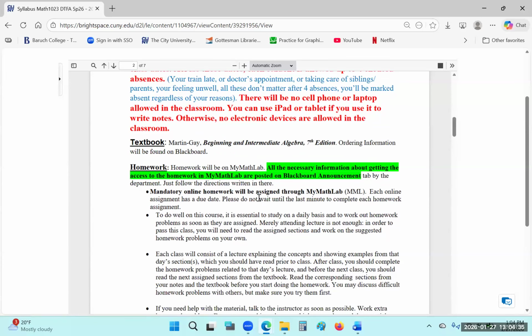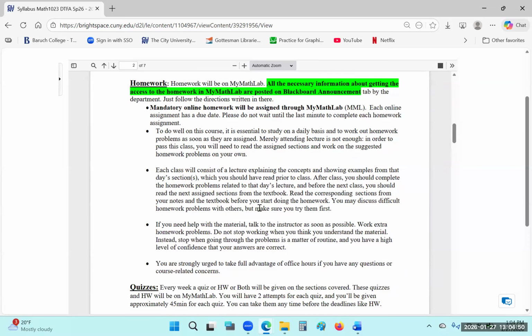Textbook: we are going to use Beginning and Intermediate Algebra, 7th edition, by Martin-Gay. You don't have to buy the physical book, because when you buy the MyMathLab access, the book is there automatically. For every section we are going to cover in this class, you're going to have a homework on it. This homework is on MyMathLab.